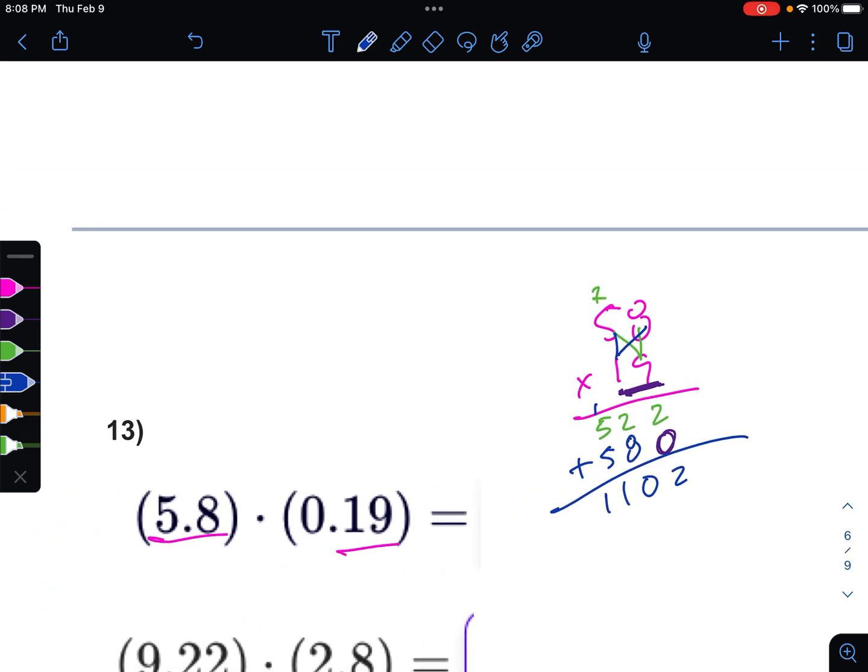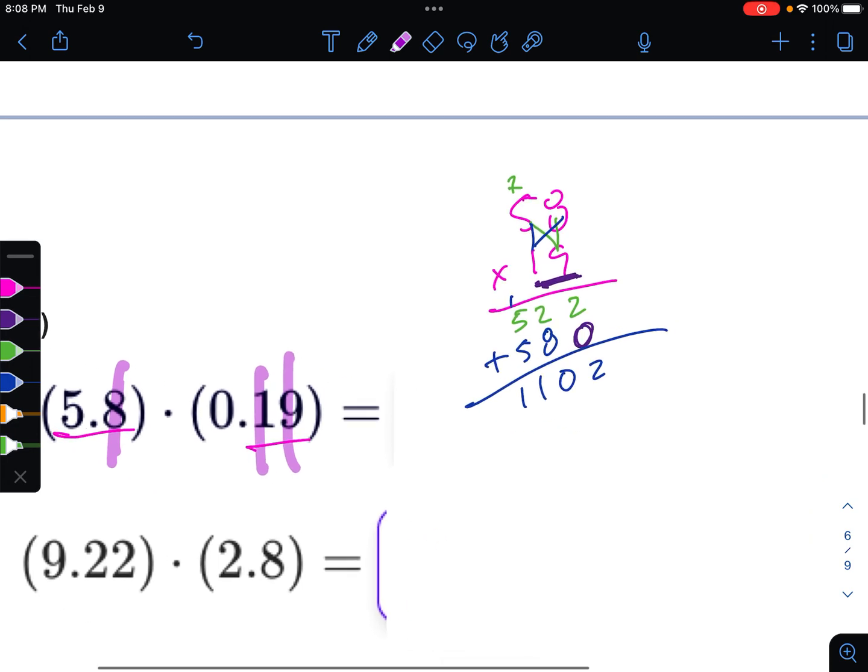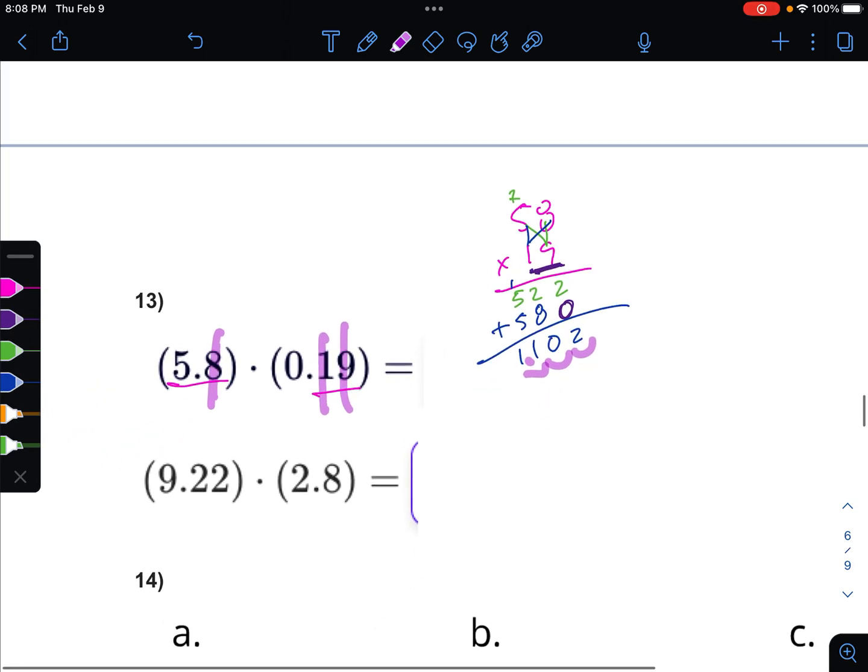Oh, decimal place. I got to get this decimal. So here's 1, and here's 2, total of 3. 1, 2, 3. 1.102.